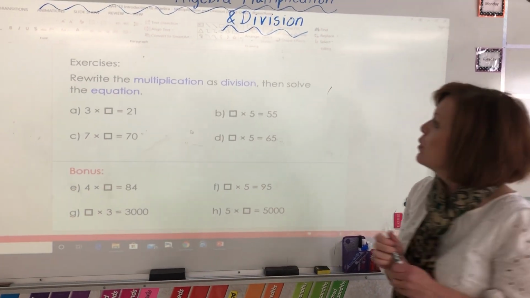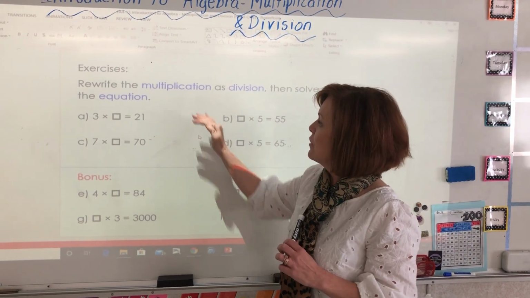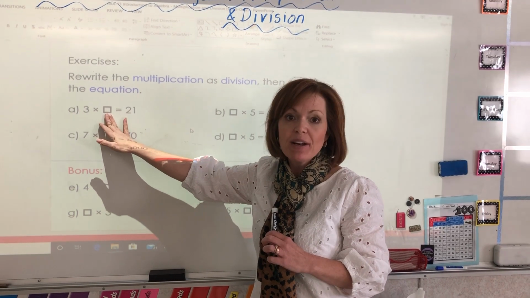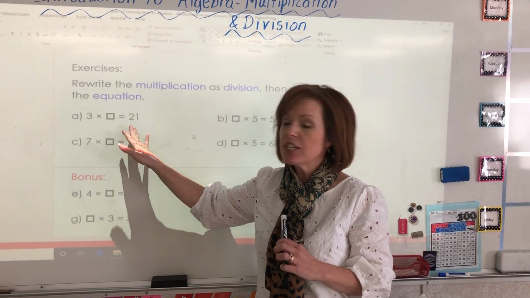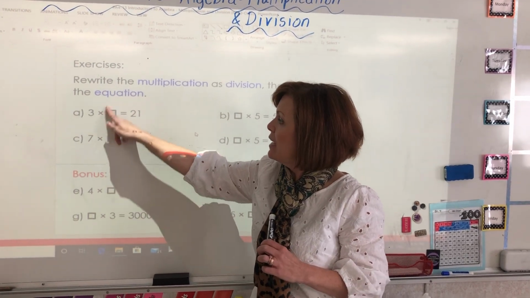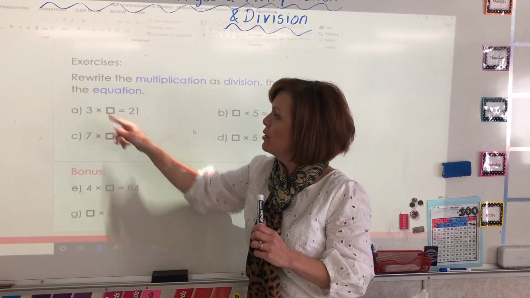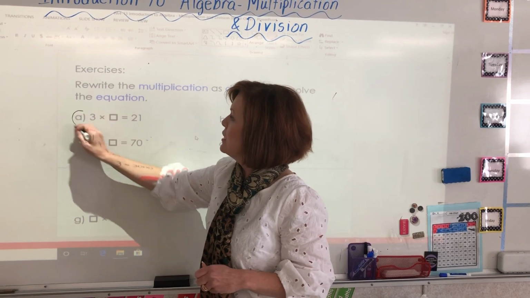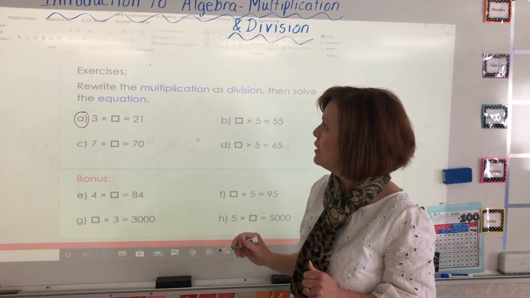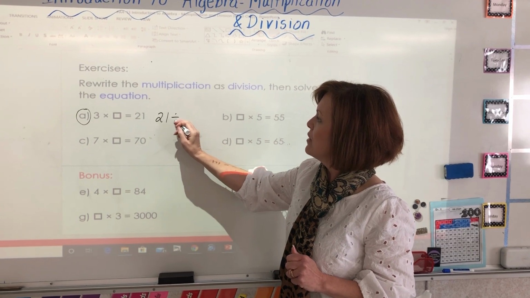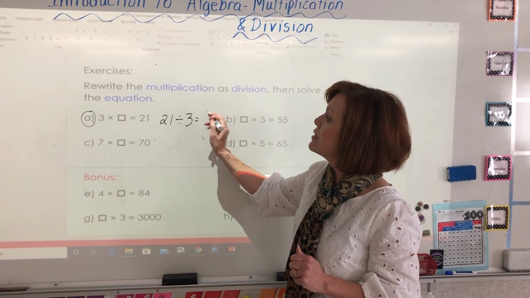Okay, in your workbook today, there's going to be a whole bunch of equations that are missing a number, and you're going to use the strategy: when it says times an unknown number, you're going to divide to find out the unknown number. So for A, 3 times something equals 21. Your strategy is to divide. 21 divided by 3 equals 7.